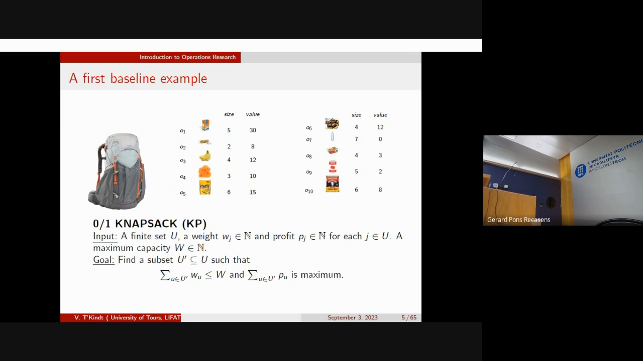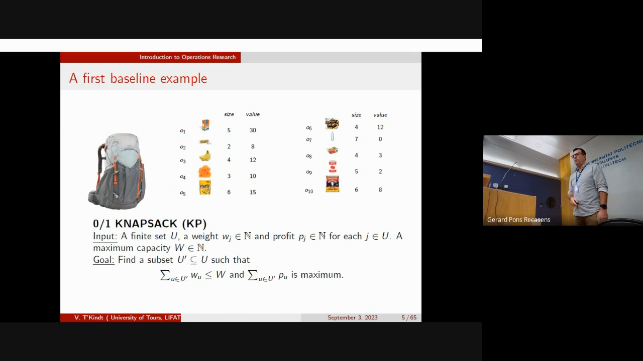So we have an input to our optimization problem. The input is the data that you are given before solving the problem. In the input, you have a finite set U of objects. For each object, you have a weight, which is what we called the size here, w_i. And you have a profit, which is the value, p_i, for each object. And you have a maximum capacity for the knapsack that we denote by big W. The goal is to find a subset U' of objects such that the sum of the weights of all these objects is lower than or equal to the capacity of the knapsack, and you maximize the sum of the profits of the selected objects.